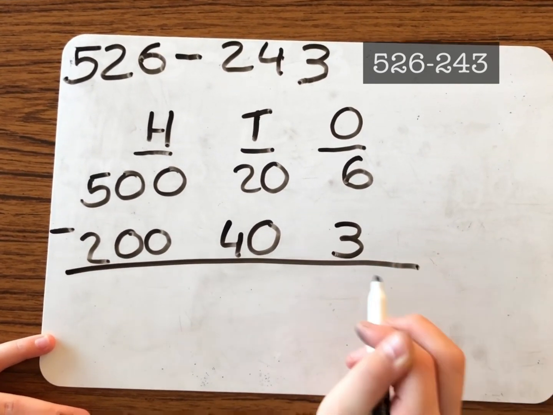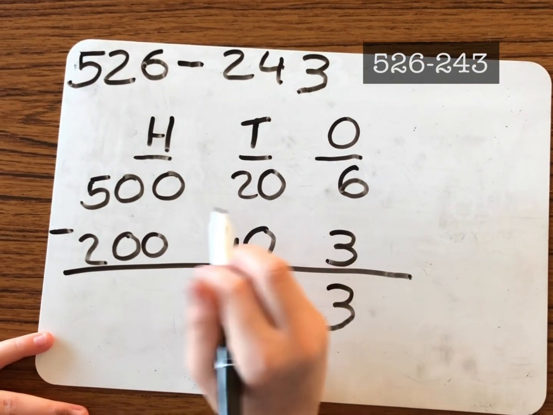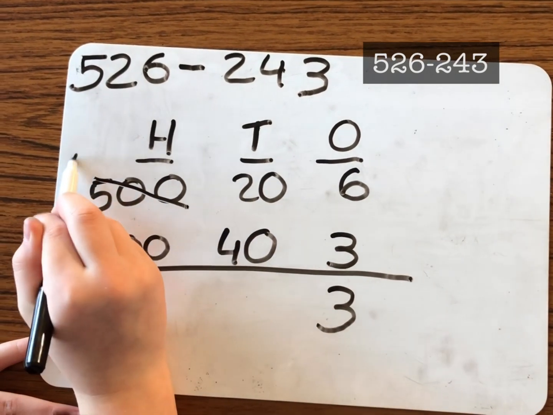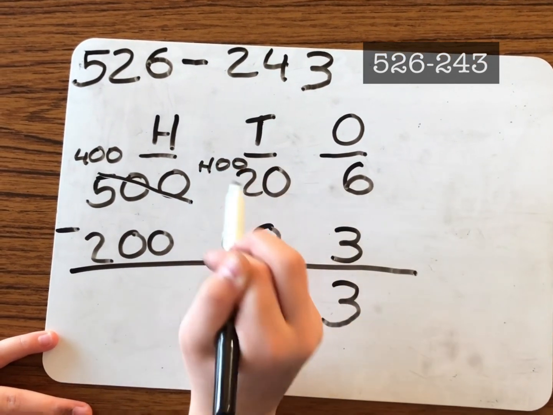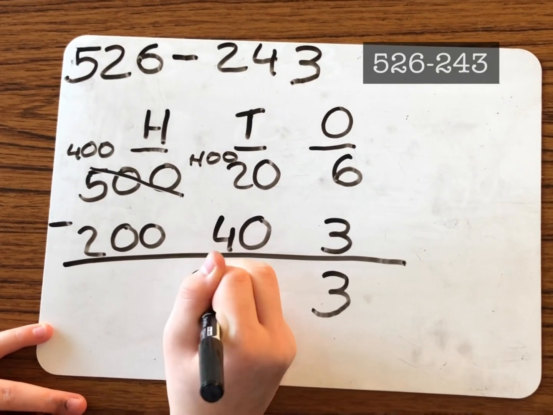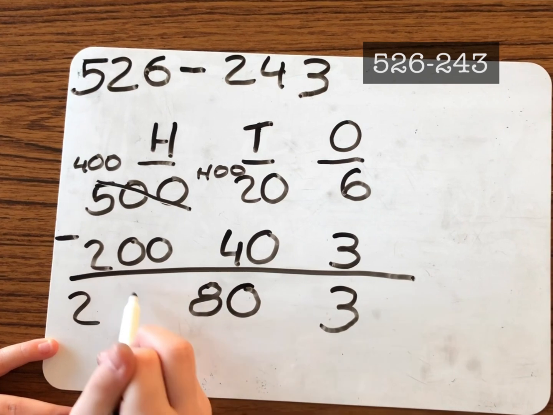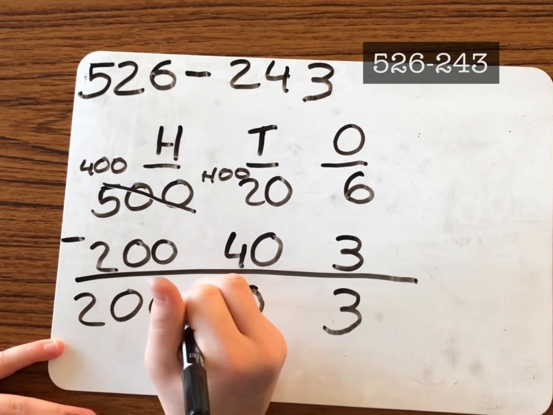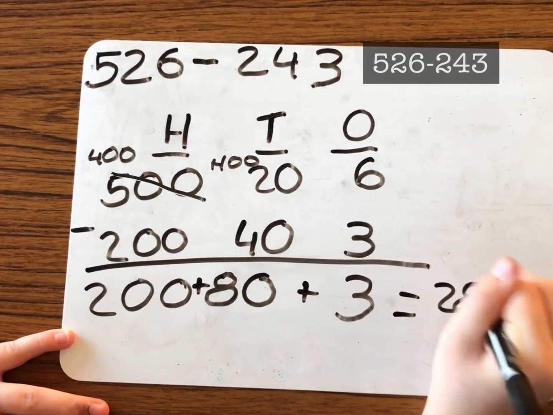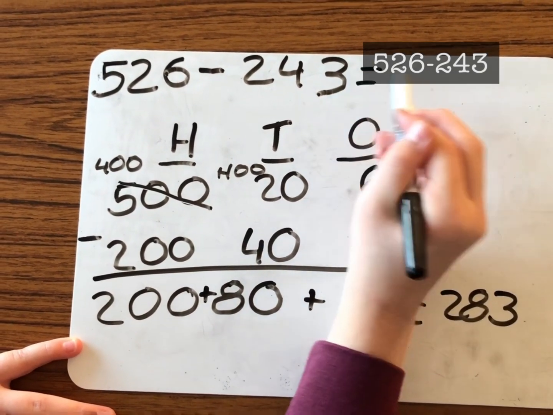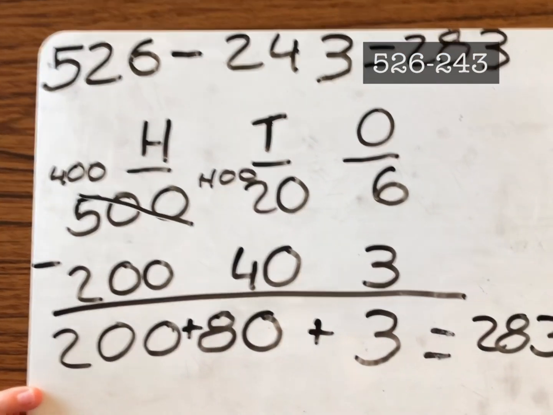She's going to start at the ones column, and she's got 6 take away 3, which is 3. Now she's got 20 take away 40. She can't do that. She's going to have to exchange 1 hundred onto her tens, so it gives her 100 add on 20. It's 120 take away 40, which would give her 80. She's now got 4 hundreds take away 2 hundreds, which gives her 200. Now she's partitioned her numbers. She now has to pull them all back together. So 200, 8 tens and 3 ones is 283. So 526 take away 243 is 283.